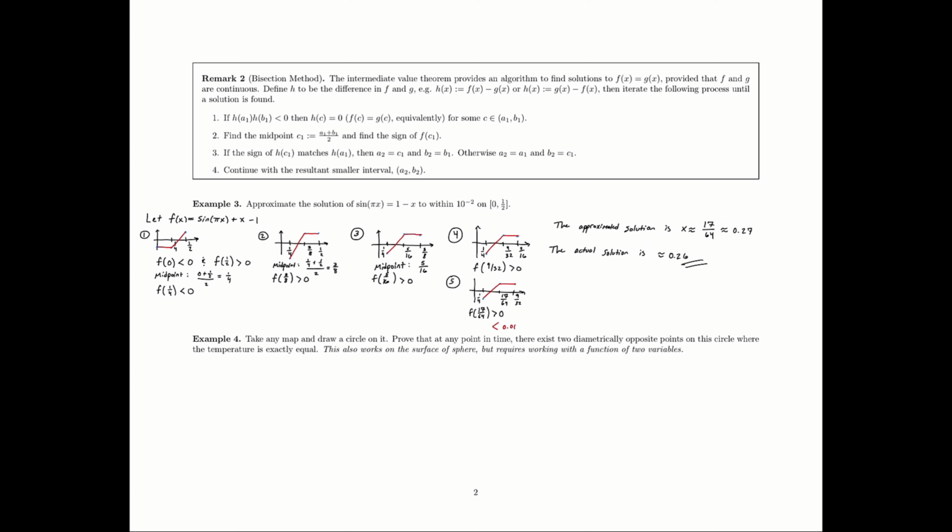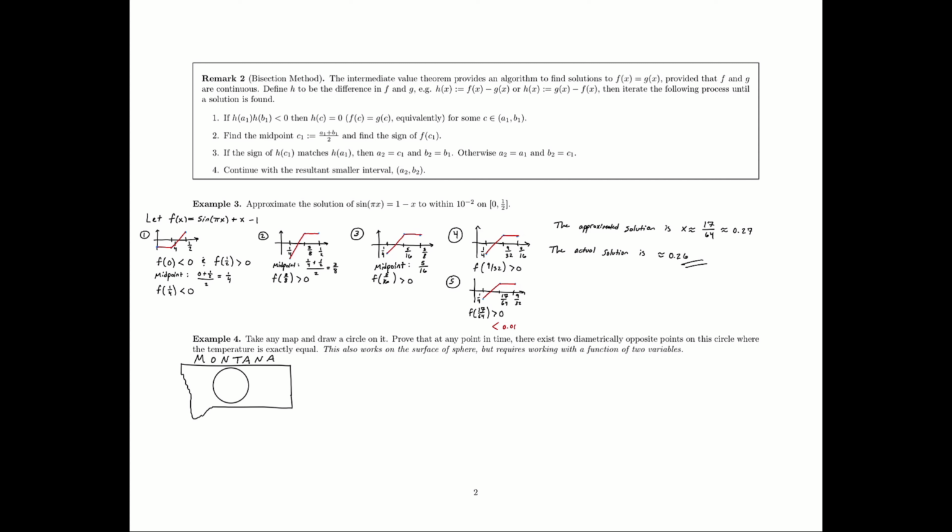So in this example, we are to take any map and draw a circle on it. Let's just start by vaguely freehanding a map of what I think Montana looks like. Something like that, more or less. All right, so we've got Montana here, and let's just go ahead and draw a circle on it.